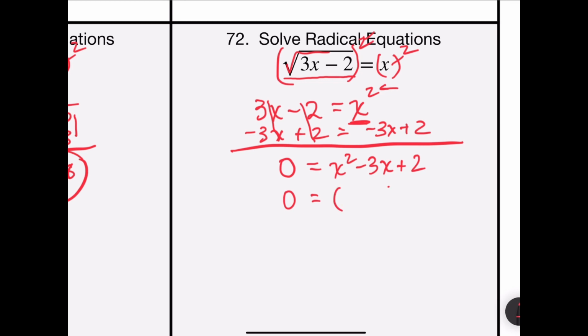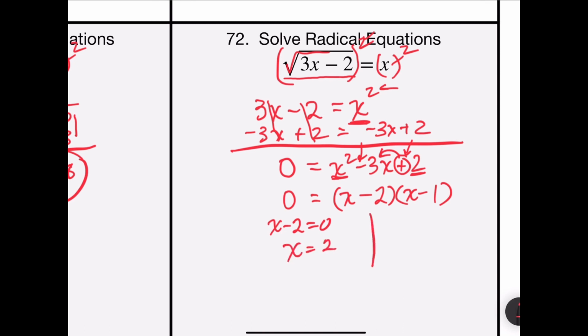Now I will factor. So I will factor the trinomial into two binomials. X squared will break into x times x, and I will need two factors of 2 that add up to 3. That would be 2 and 1. Both signs in the binomials will be identical because it has to multiply to a positive, and they will both be negative signs. Now I'm going to set each factor to 0. Case 1, what if x minus 2 were the 0? Then x would equal 2. Case 2, what if x minus 1 were the 0? Then x would equal 1.